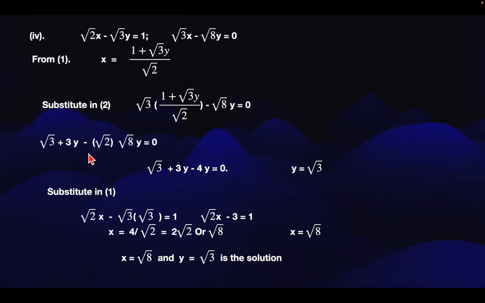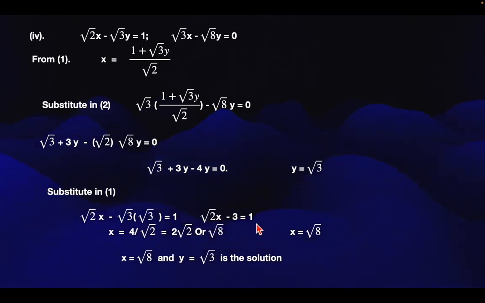Simplify this further. Here root 2 into root 8 is root 16. What is root 16? 4. So 4y. So we are able to simplify this, write it like that, and the value of y is equal to root 3. Now put the value of y as root 3 in this equation 1. I have put the value here and simplified it. Root 3 into root 3 is 3. This will remain as it is, root 2x. So root 2x is equal to 4, and 4 upon root 2 is 2 root 2 or root 8. So this is the answer.